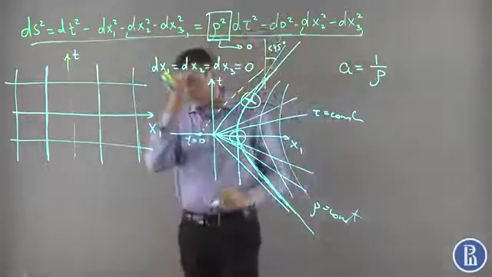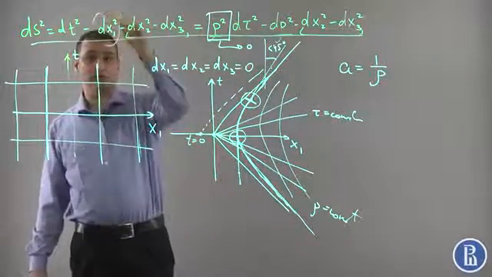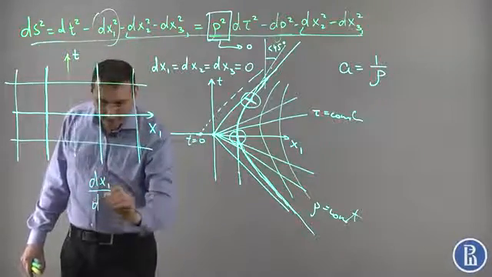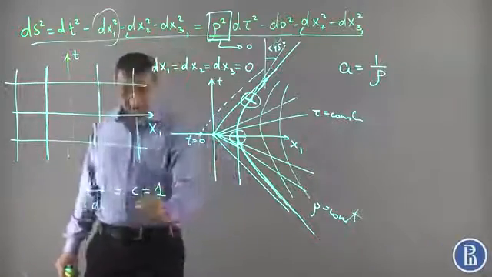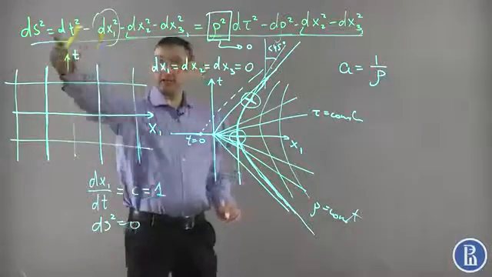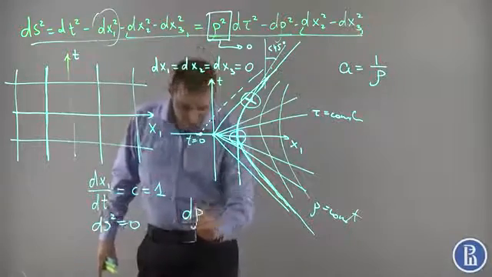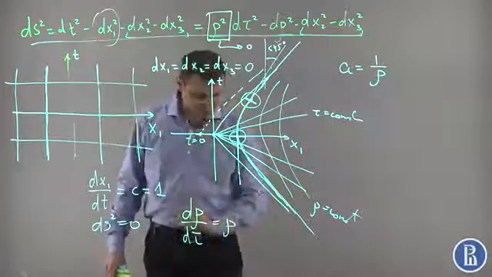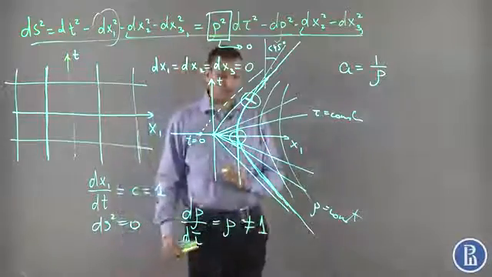It reveals itself as follows. Suppose you have a motion with constant velocity along this direction. Then it means that dx1 over dt in our notation is equal to c, which is 1. As a result, ds squared is 0. But if ds squared is 0, here we obtain that d rho over d tau is equal to rho, which is not necessarily equal to 1. It is equal to 1 only if rho equals 1.